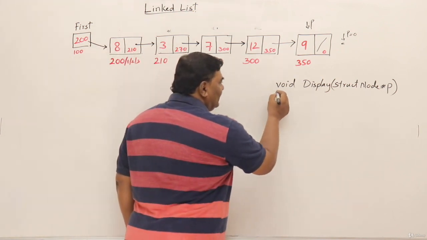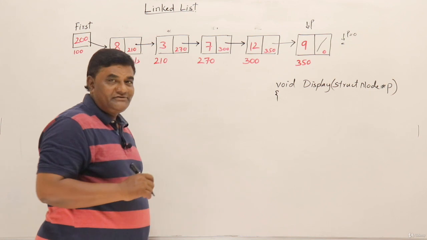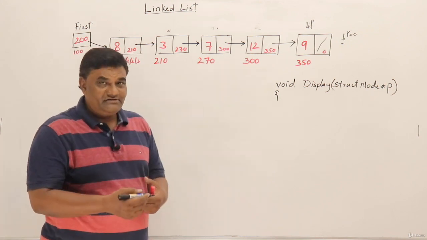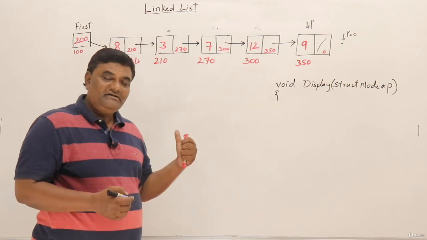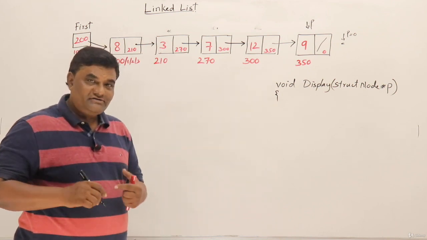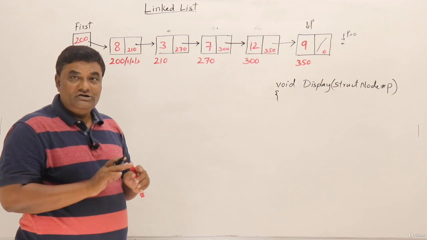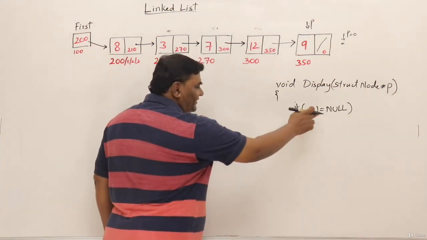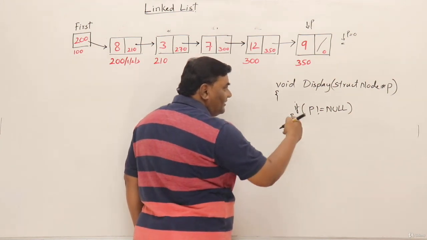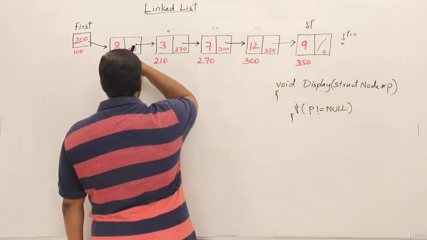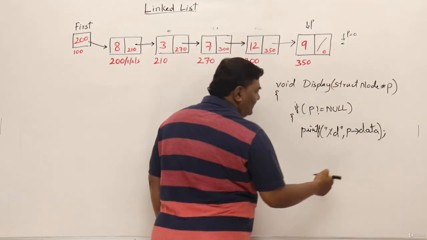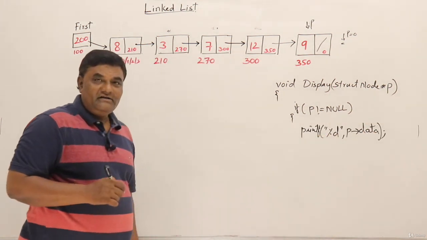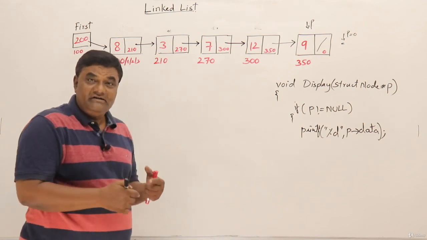Then, as this is recursive, we should write down the base condition. Base condition may be for continuation or termination. So we will write the condition for continuation. If p is not null, then we will print. If p is not equal to null, then print p's data, that is, data inside each node. So printf p's data.